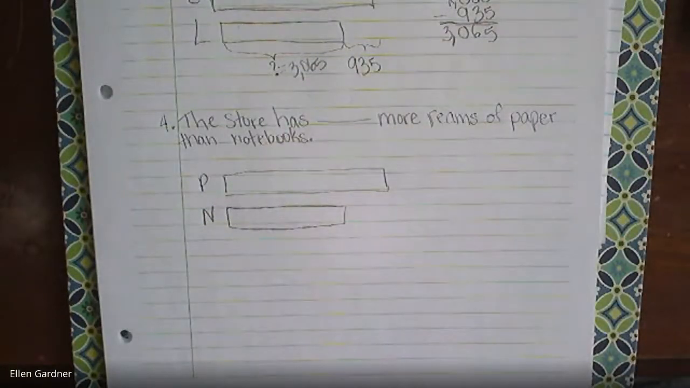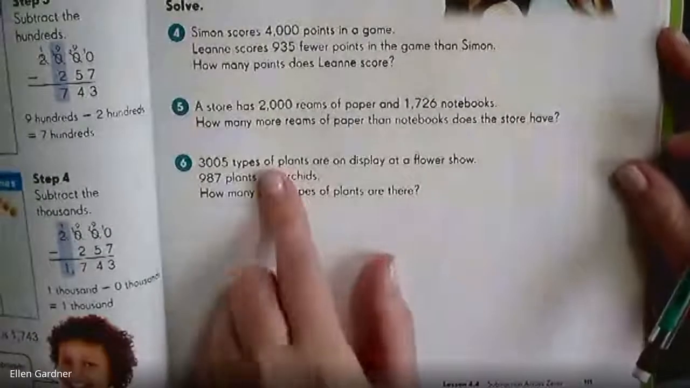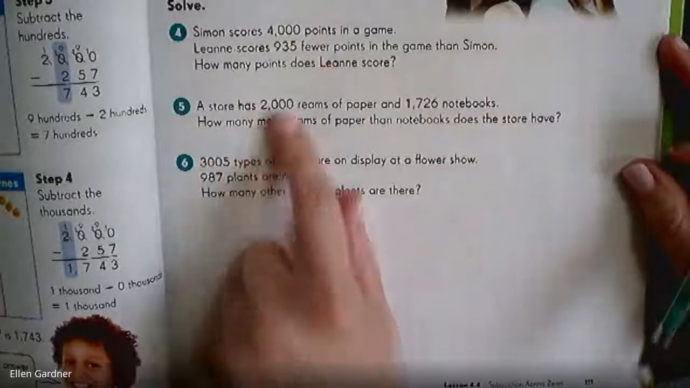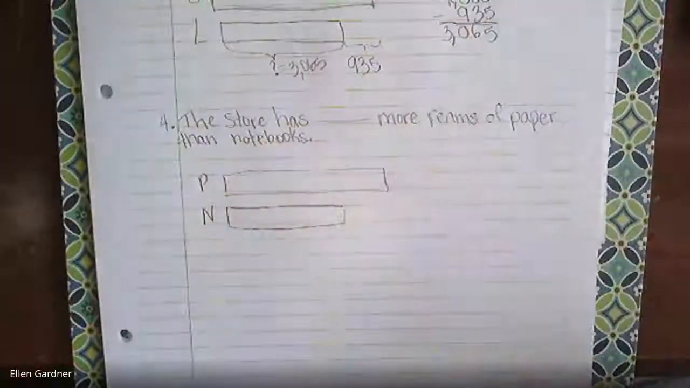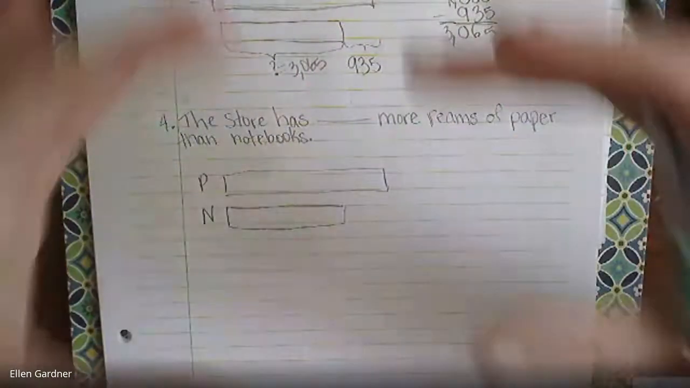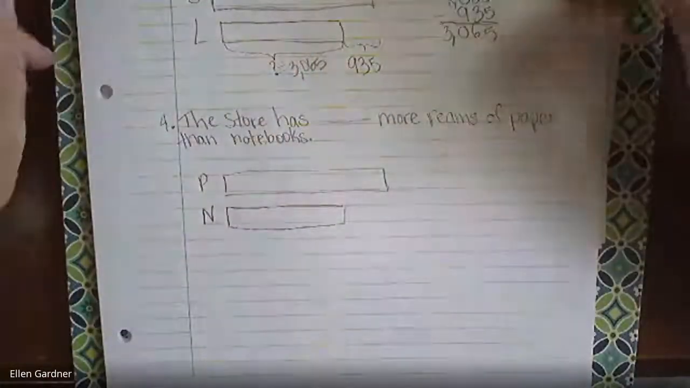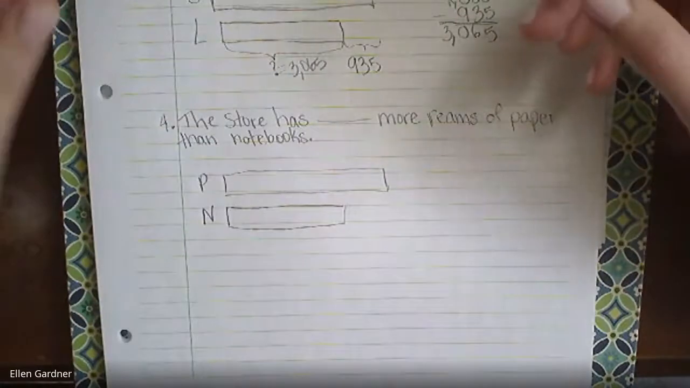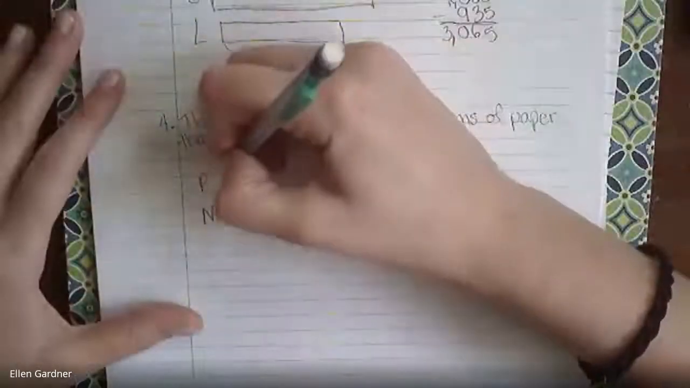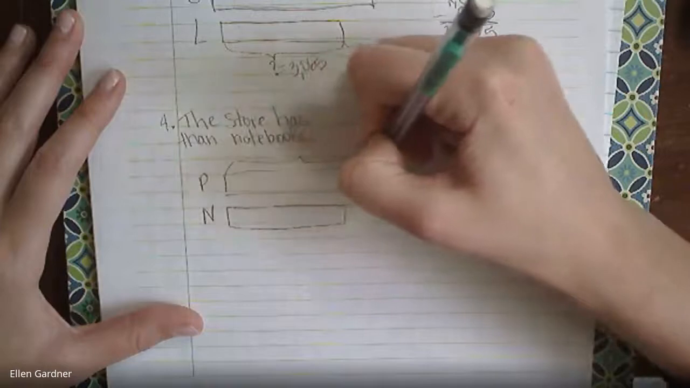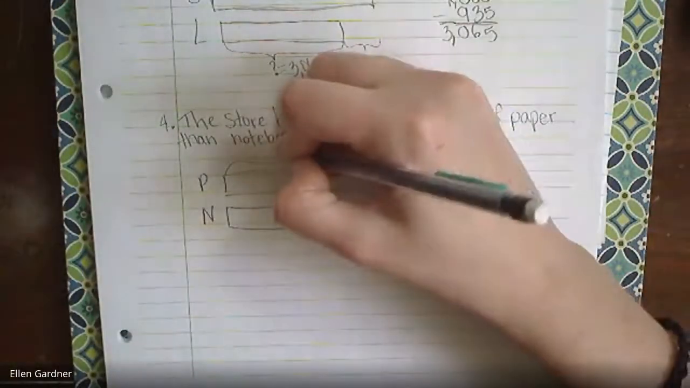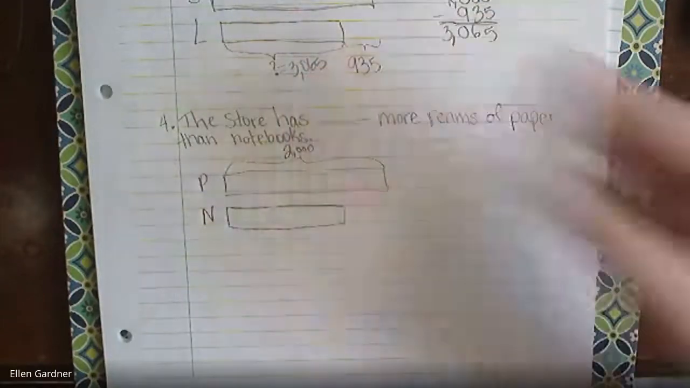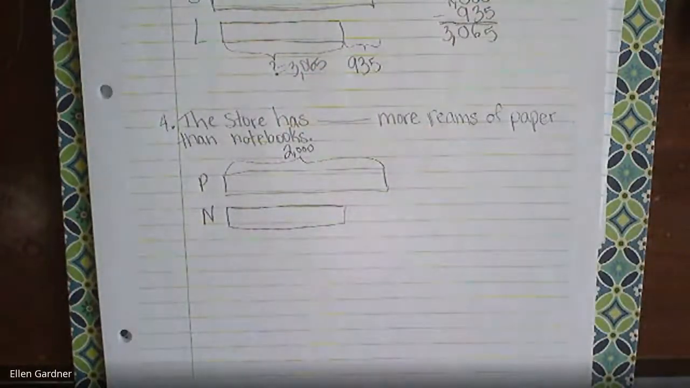Okay. Do we know how much paper the store had? 2,000 reams of paper. By the way, a ream is just one unit of paper, all purchased together. So you might see a ream of copy paper for a printer. It just means it's all grouped together. So 2,000 reams of paper is how much the store has.